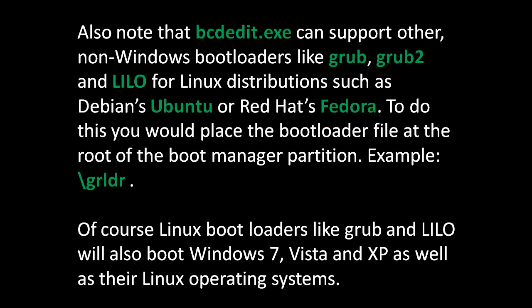Also note that BCDEDIT.exe can support other non-Windows bootloaders like Grub, Grub2, and Lilo for Linux distributions such as Debian's Ubuntu or Red Hat's Fedora. To do this, you would place the bootloader file at the root of the boot manager partition, for example, root or /grldr for the Grub loader. Of course, Linux bootloaders like Grub and Lilo will also boot Windows 7, Vista, and XP as well as their Linux operating systems.